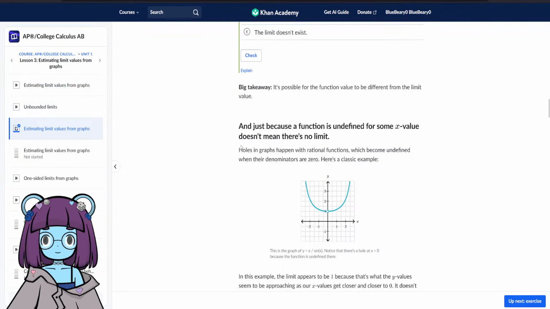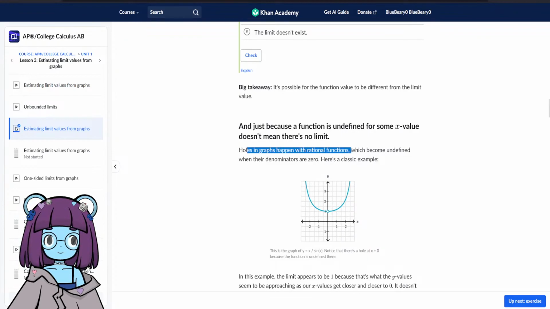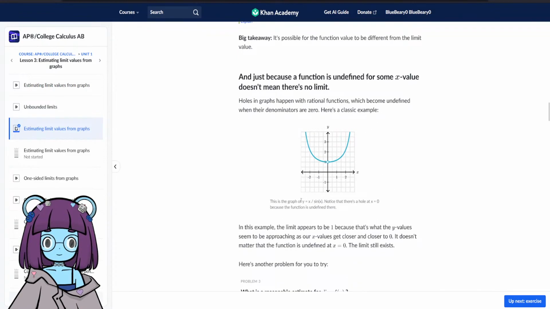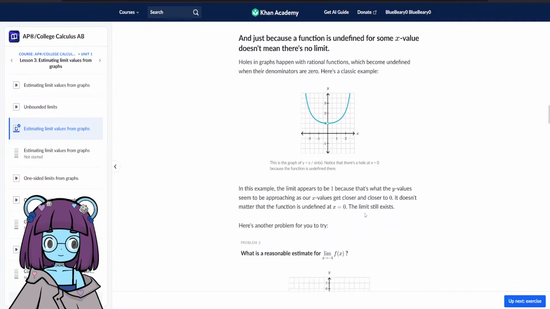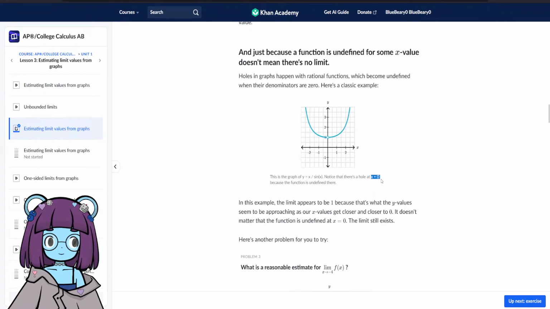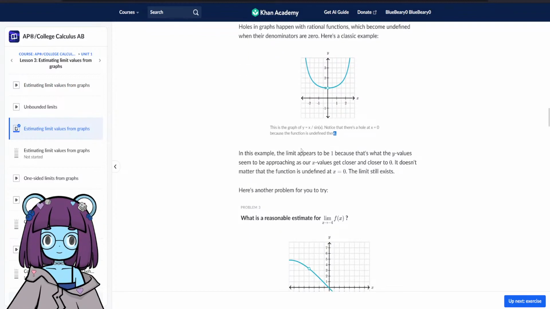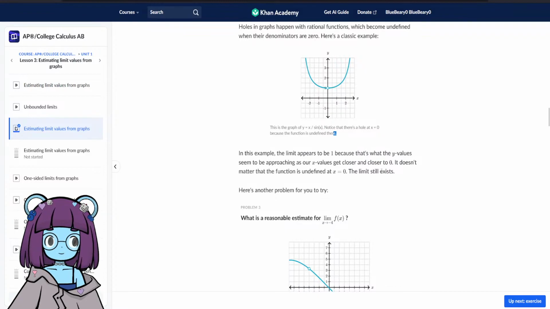Holes in graphs happen with rational functions, which become undefined when their denominators are 0. Here is a classic example. This is a graph of y equals x over sine x. Notice there's a hole at x equals 0 because the function is undefined, right? Because sine 0 is 0, which is why it's undefined. In this example, the limit appears to be 1 because that's what the y value seems to be approaching as our x values get closer and closer to 0.